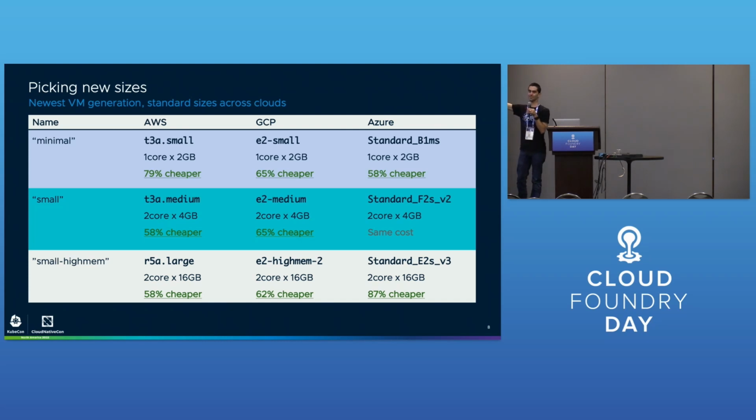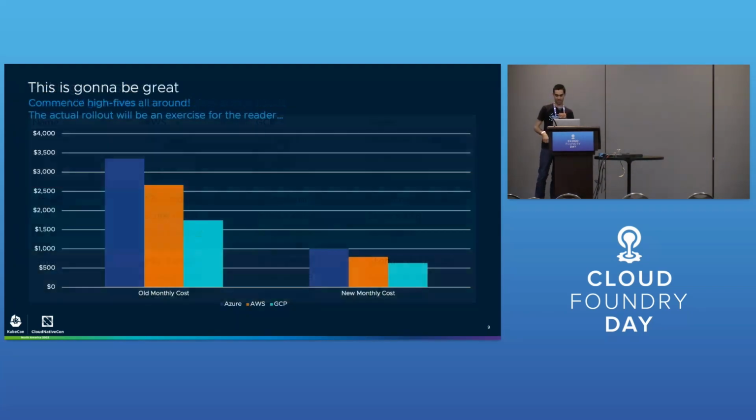The second thing you'll notice is that they are all basically the same, right? We now have a definition for a small high mem. It turns out it was 2 cores and 16 gigs of RAM the whole time. No, it wasn't. We just made that up, but it's actually standardized now across these different tiers. You'll notice much cheaper also. Great. Good job, everyone. This is going to be amazing.